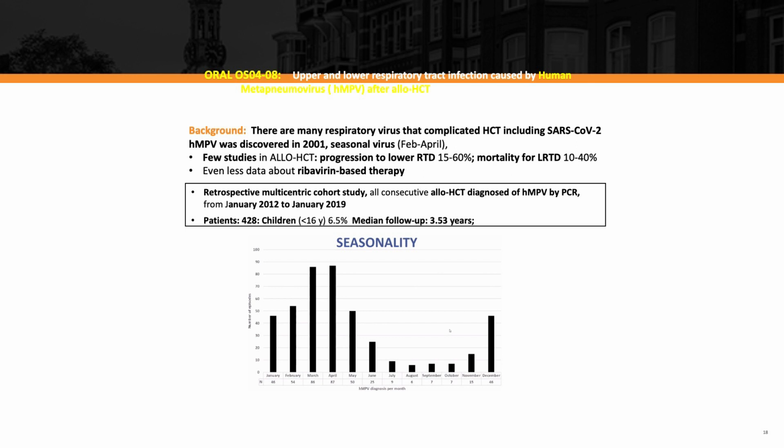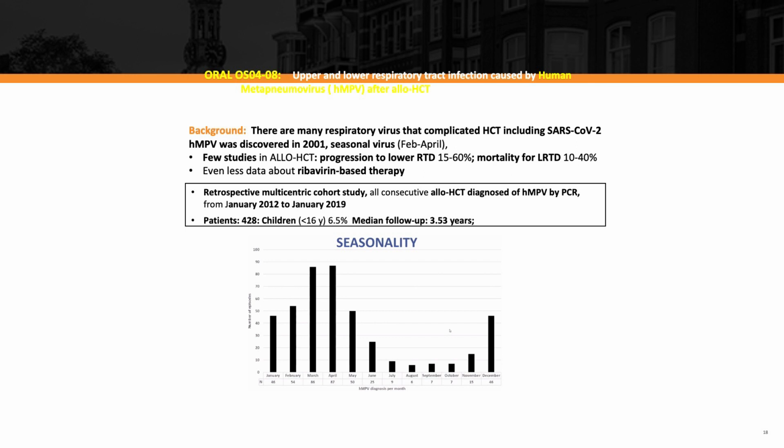Changing the virus, this is human metapneumovirus infection in allogeneic stem cell transplant patients. The names of the first and last authors appear here. The background is that, as you know, many respiratory viruses affect our patients, including SARS-CoV-2, of course. This virus was discovered quite recently, in 2001, and is a seasonal virus like influenza. There are few studies in allogeneic stem cell patients.